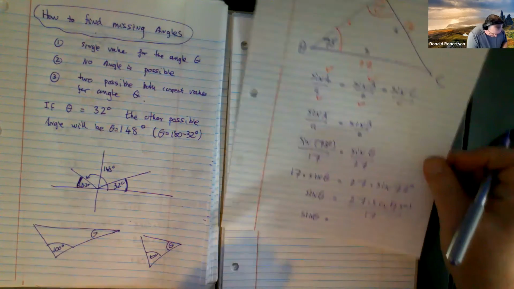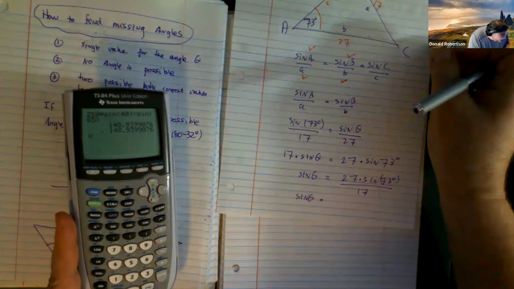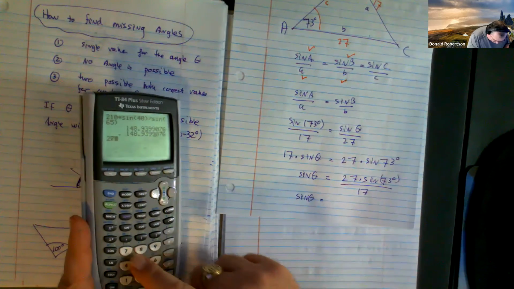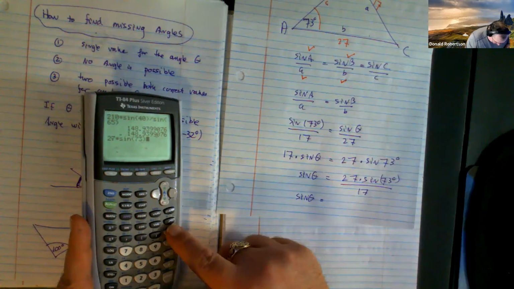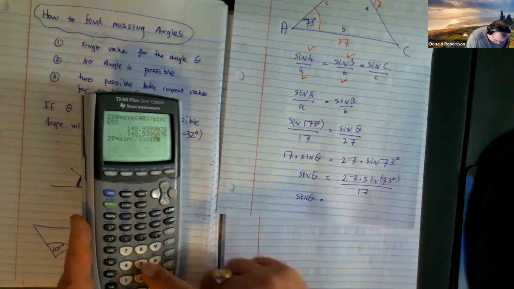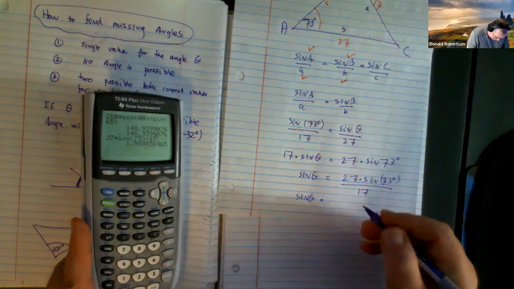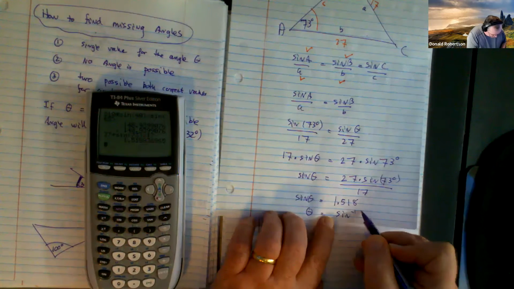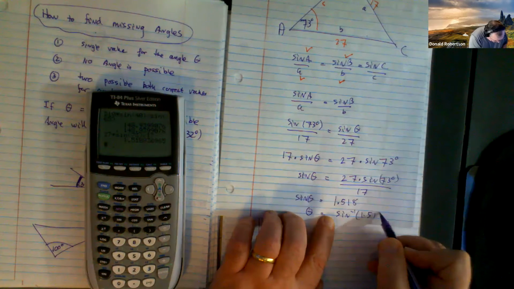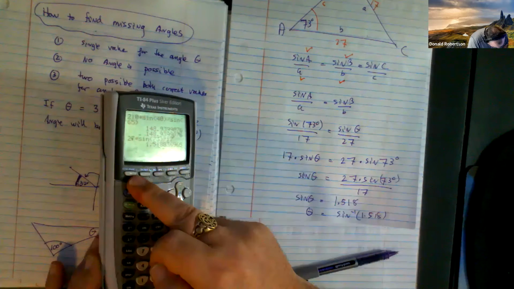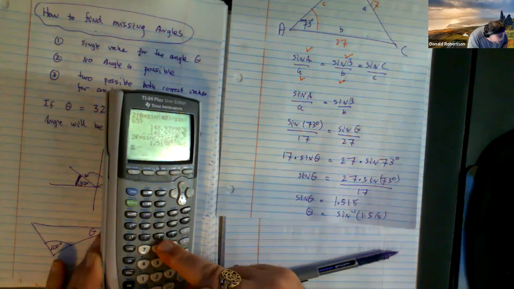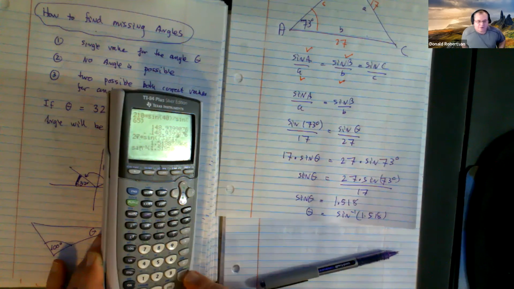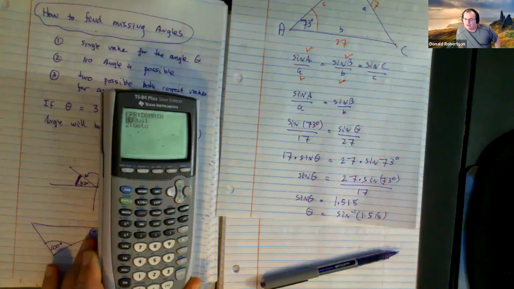Now, if I go 27 times the sine of 73 degrees divided by 17, I get the answer 1.518. Now, to find the missing angle, shouldn't we find the inverse sine of whatever this number is? And I'm doing this deliberately just to show you what the calculator does. If you take the inverse sine of 1.518, watch what the calculator does. Keels over and dies, doesn't it?